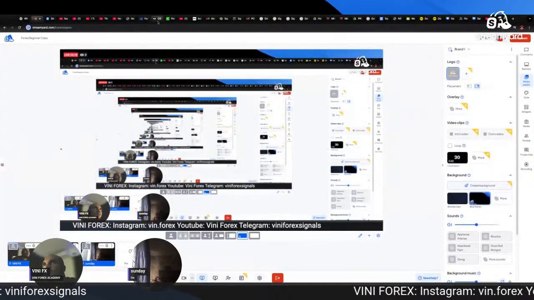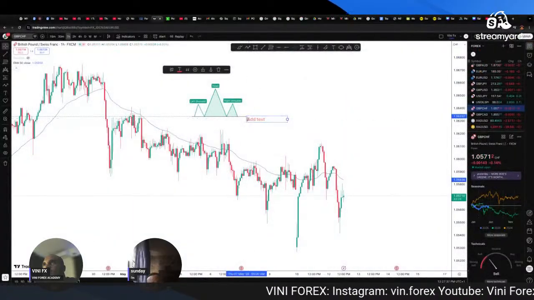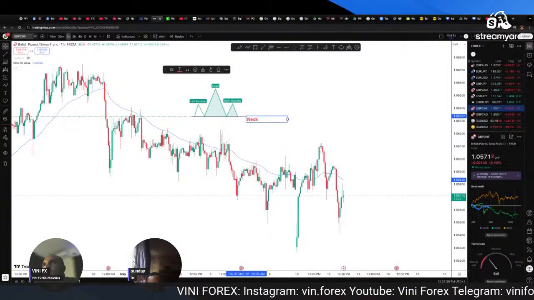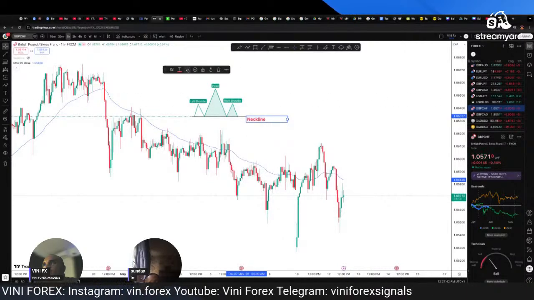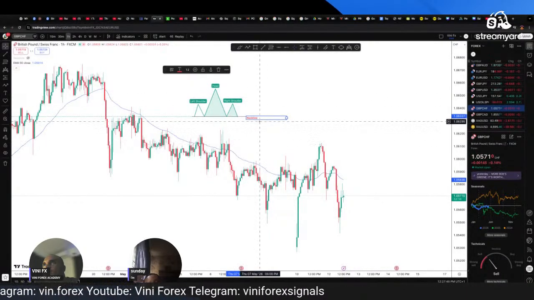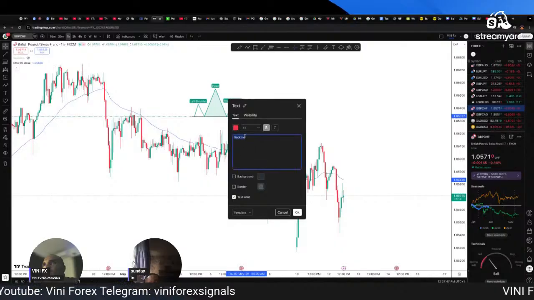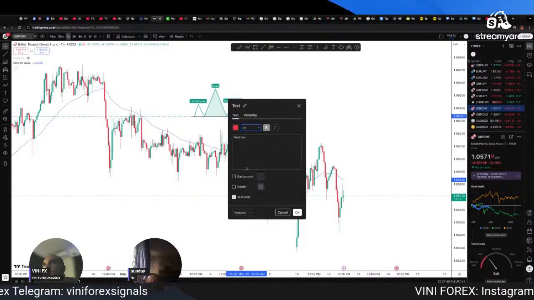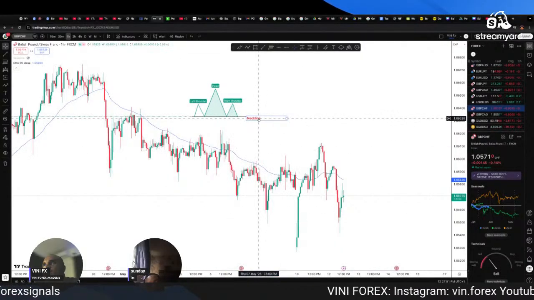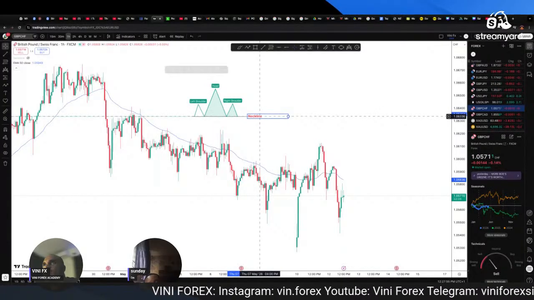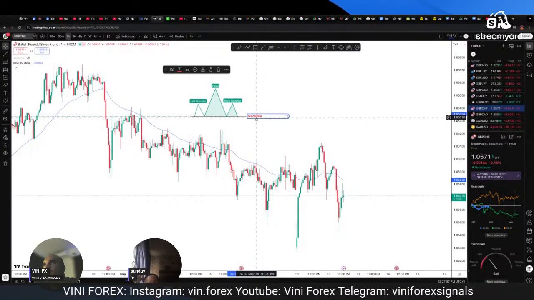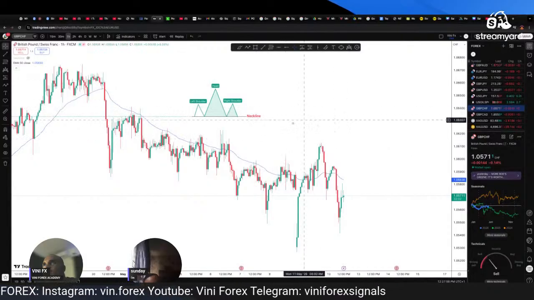Okay, back to the chart. So this point is where we call the what? The neckline. You see it? Yes, sir. The neckline. So this is the head and shoulder.